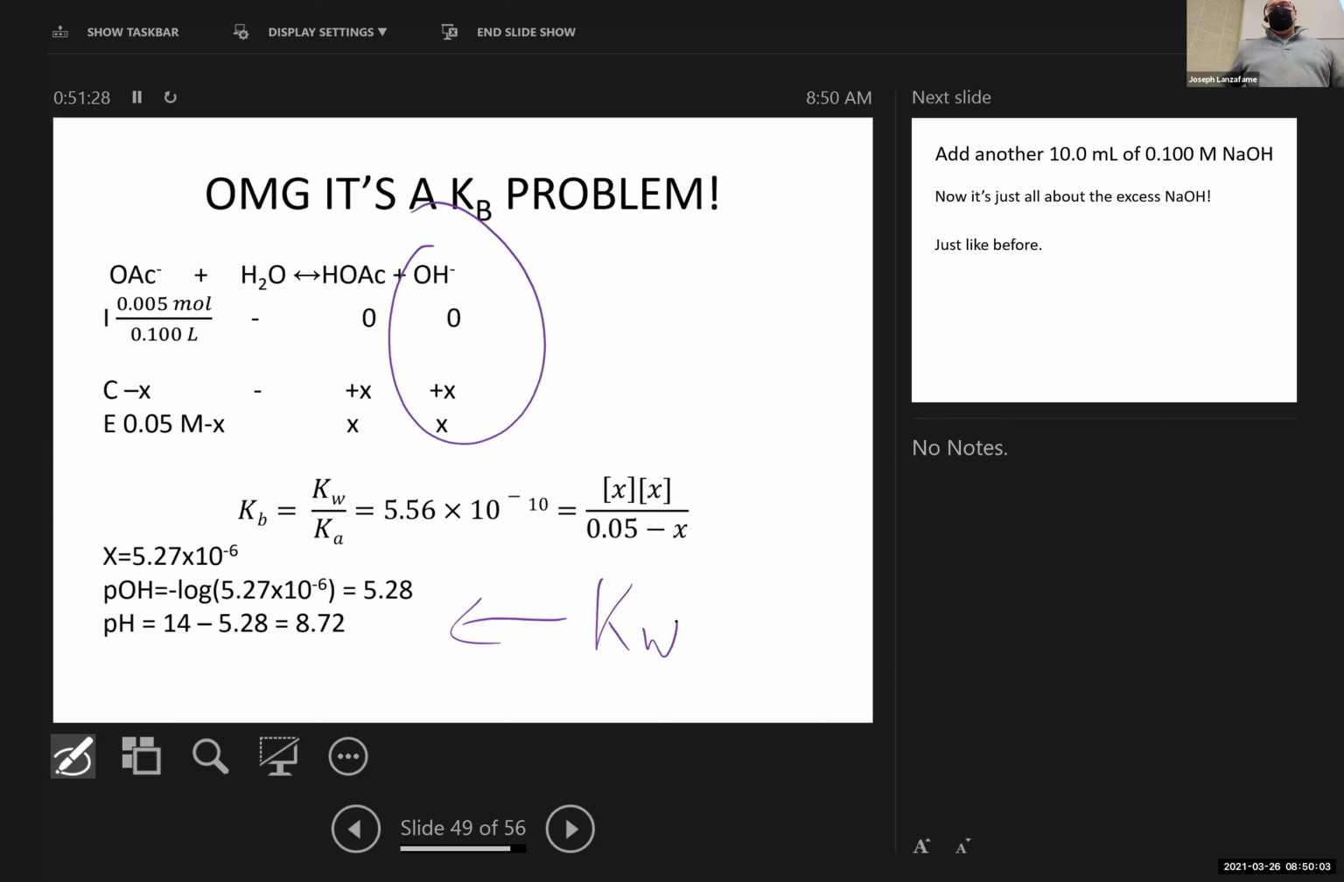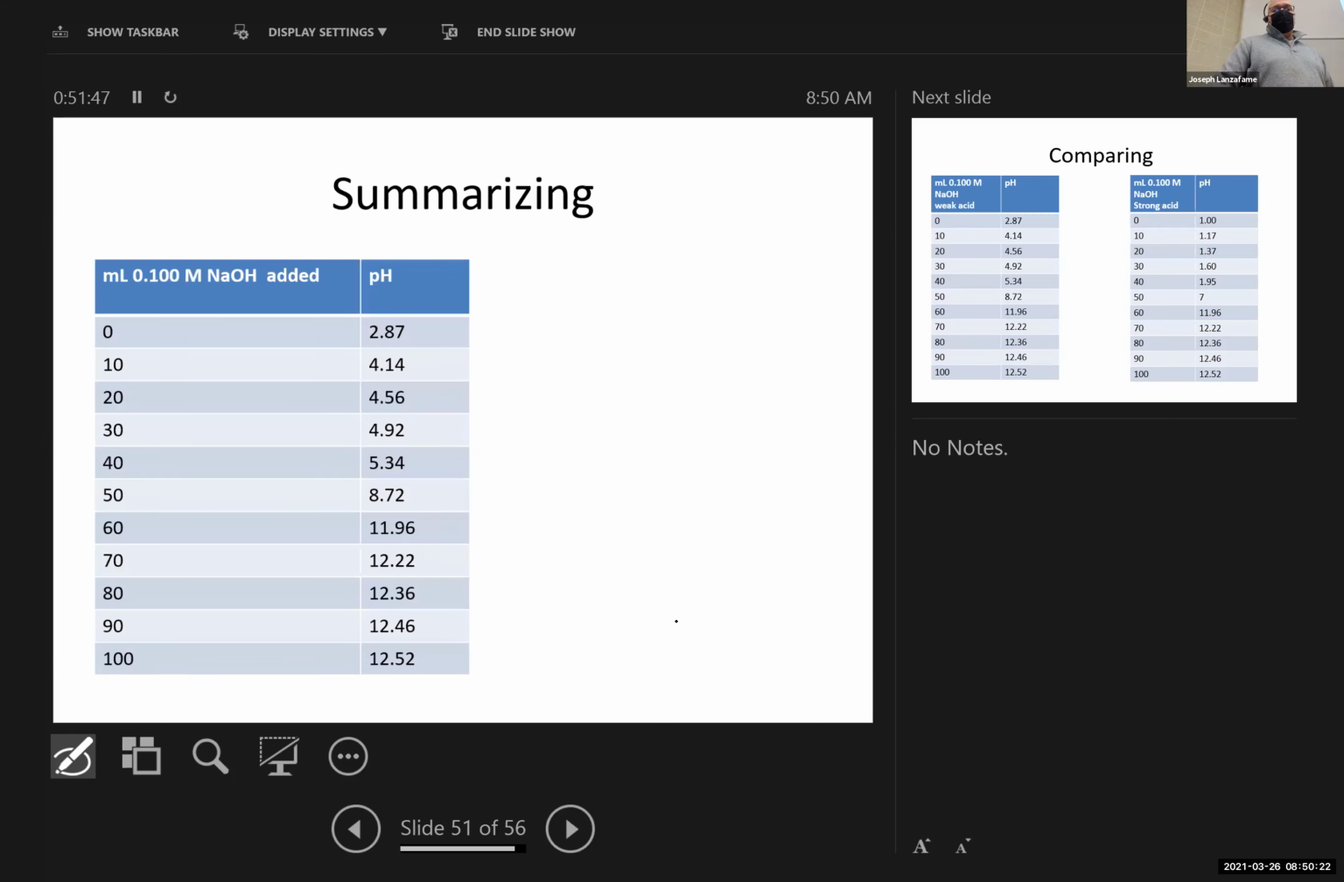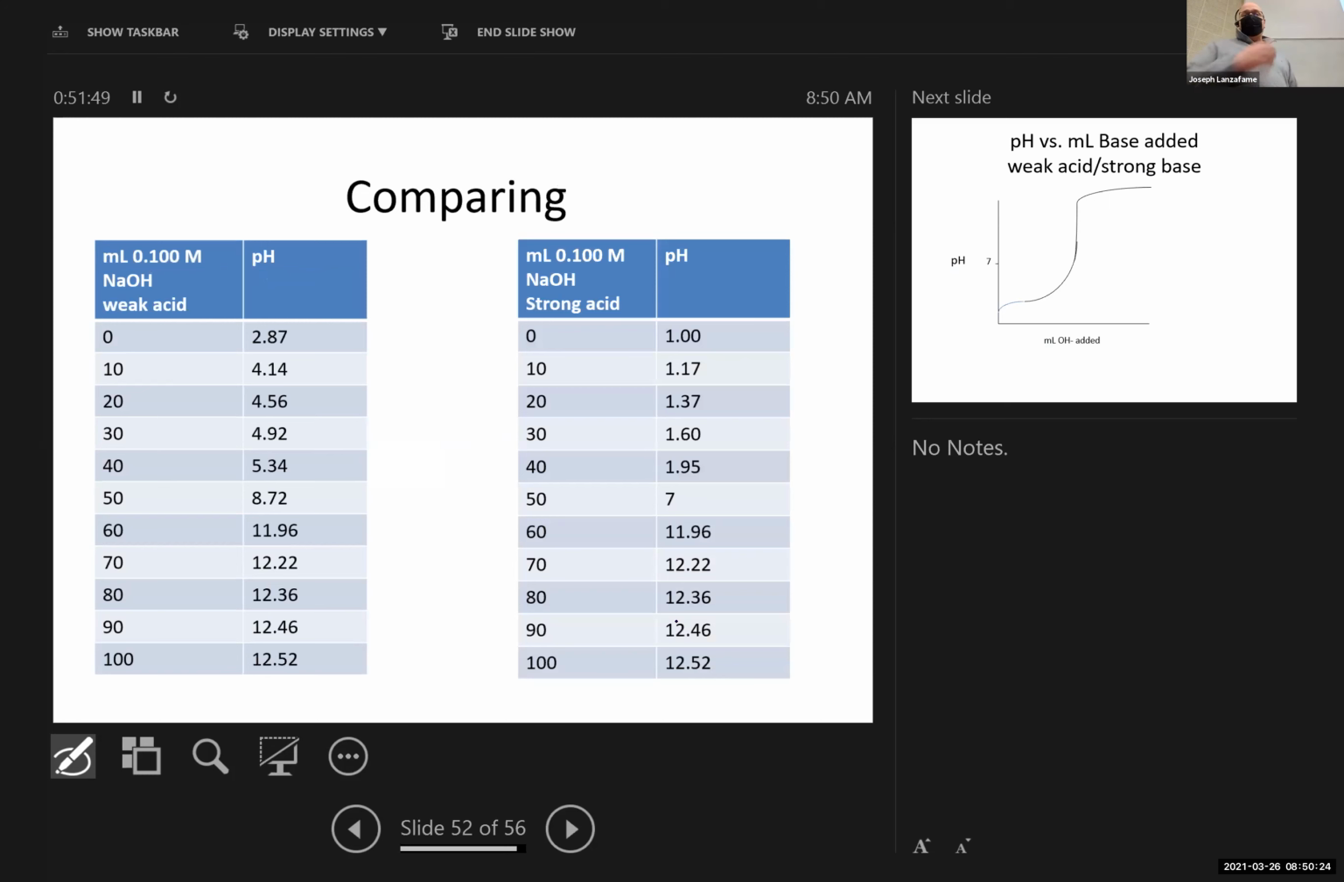Oh, perfect timing. After that, there is no difference between the strong acid and strong base and the weak acid strong base, because at this point, I'm just adding excess NaOH again. And so again, my pH is just going to be determined by the excess strong base, right? And so after the equivalence point, right, these are identical.